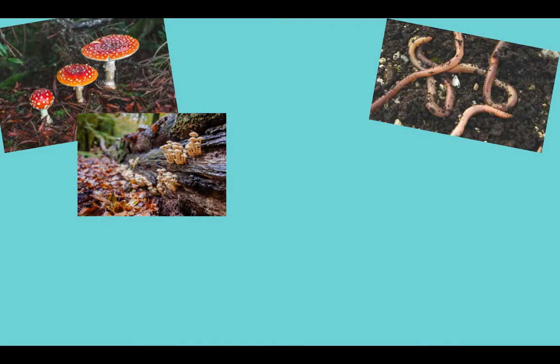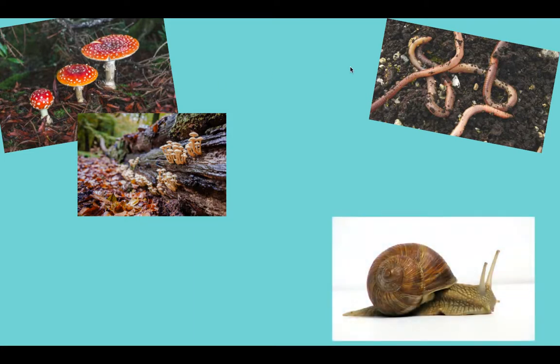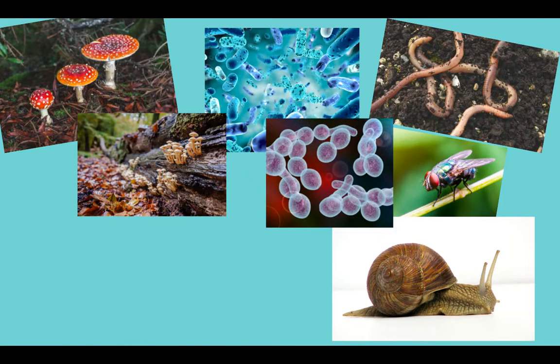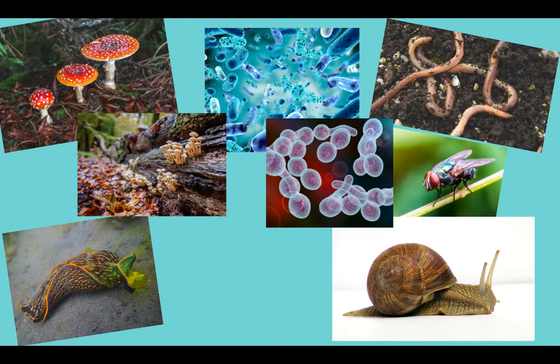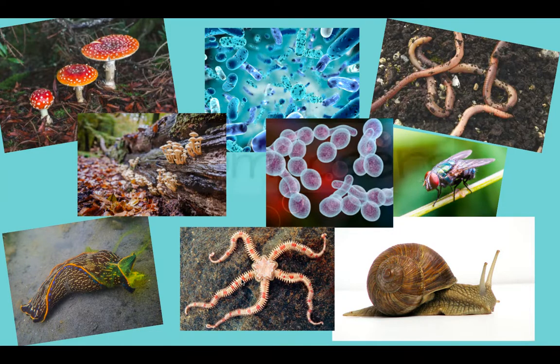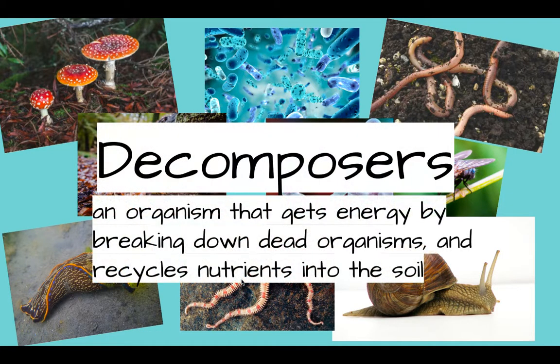In this category, we have things like mushrooms. We call them fungi, earthworms, snails or slugs, flies, but we also have bacteria, right? Bacteria, microbes. And these are also needed in the marine environment. So this is actually a sea slug and a brittle starfish. And what all of these are is decomposers.